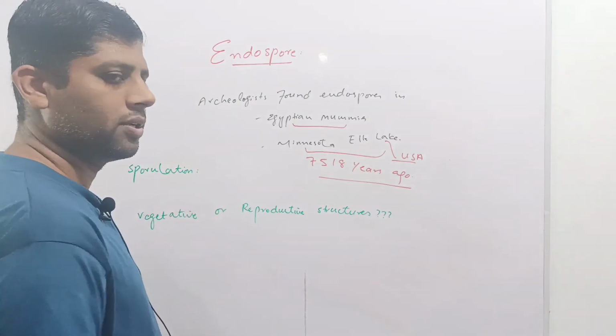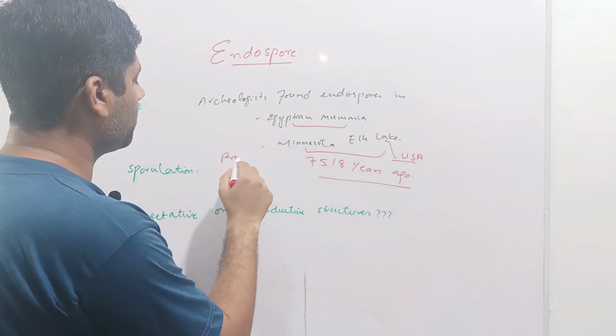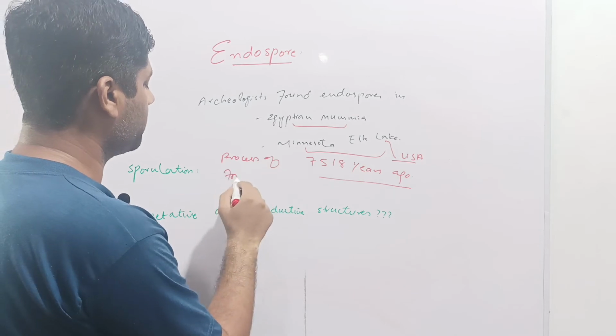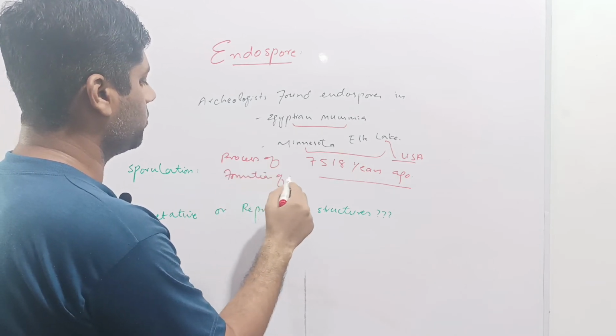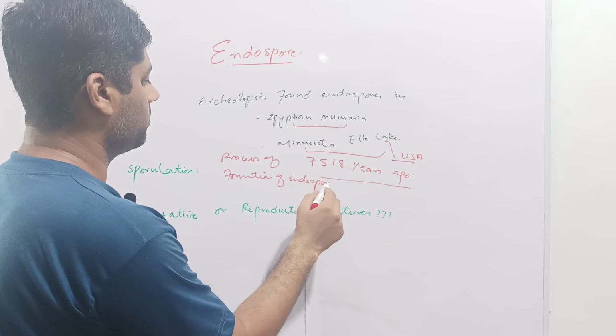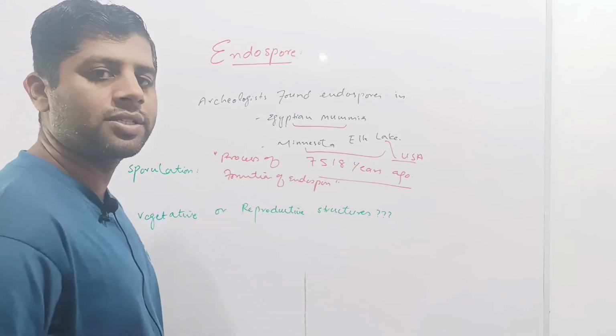Next is the sporulation. Sporulation is the process of formation of endospores in the bacteria. So this process is particularly called sporulation.